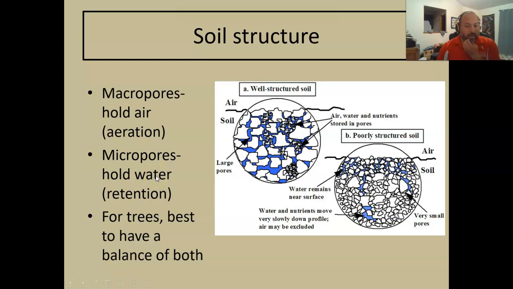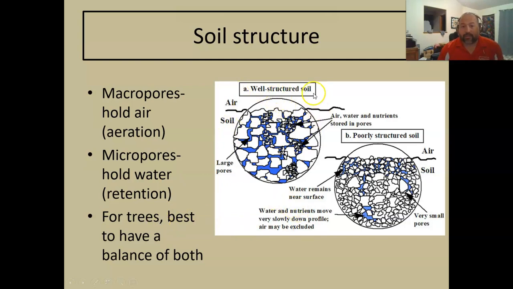Macropores, for the most part, are all about holding air and transporting water, whereas the micropores are really bigger on water retention. But the way that it really just works is that air is going to occupy any pore space that water isn't. And so when you have a really wet soil, the macropores are filled with water, and you don't have a lot of air. But if you have a dry soil, you got a lot of air and not a whole lot of water. For trees, it's best to have a balance of both.